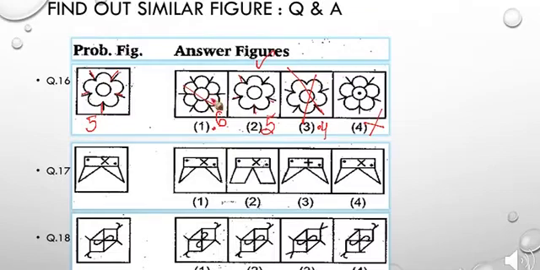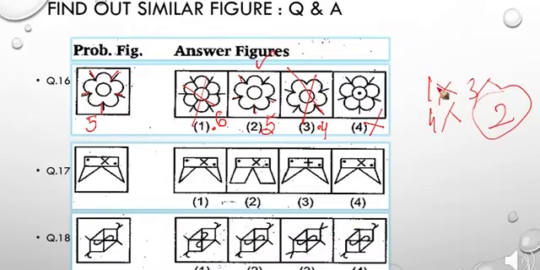Option 1 was already ruled out because it was not the same, the number of lines were more. So option 1 is ruled out. Option 4 is also ruled out. And option 3 is also ruled out. So what is left is option 2 only. Option 2 is the answer.